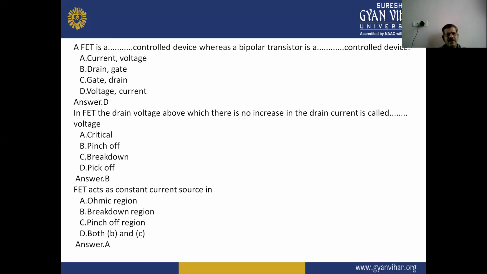And next, in a FET, the drain voltage above which there is no increase in the drain current is called option A, critical voltage, option B, pinch off voltage, option C, breakdown voltage, option D, peak of voltage. The correct option is B, pinch off voltage. In a FET, the drain voltage above which there is no increase in the drain current is called the pinch off voltage. So the correct answer is option B.